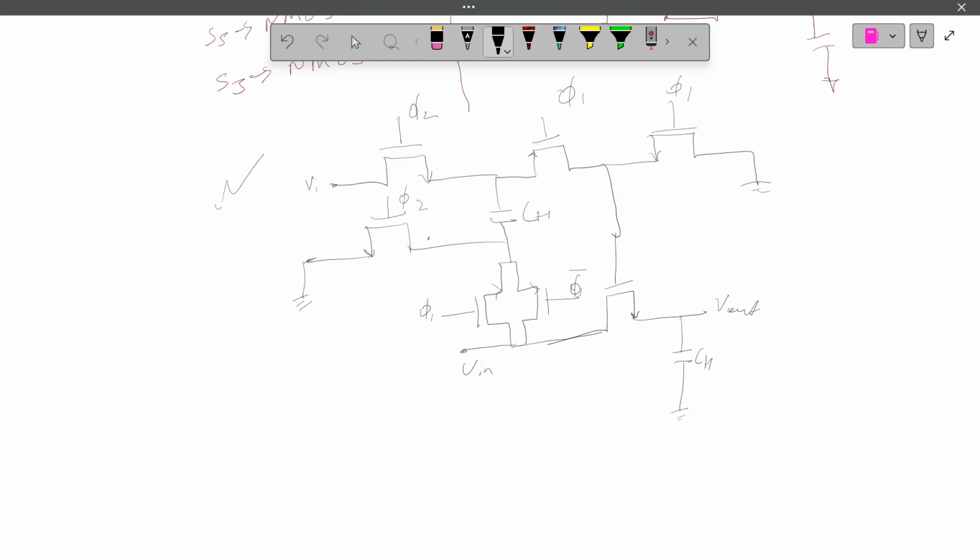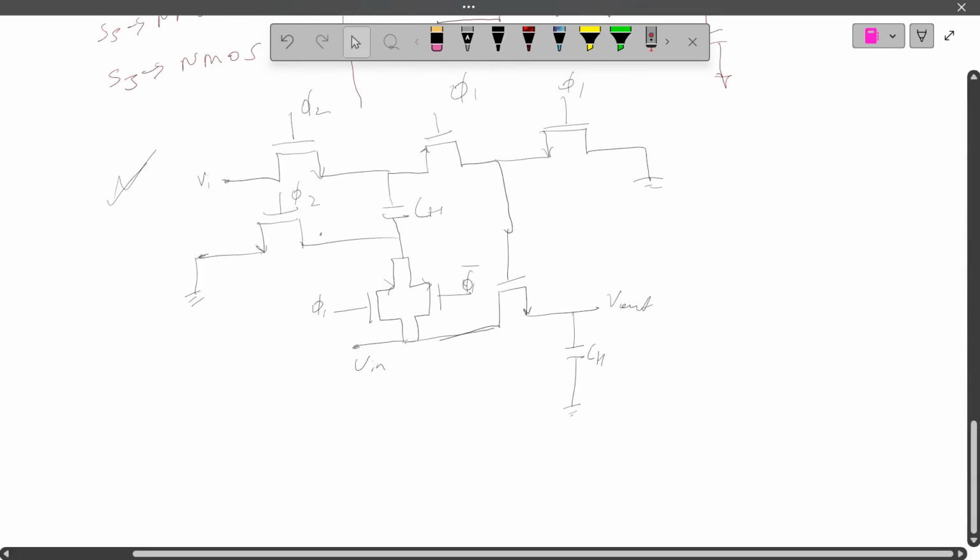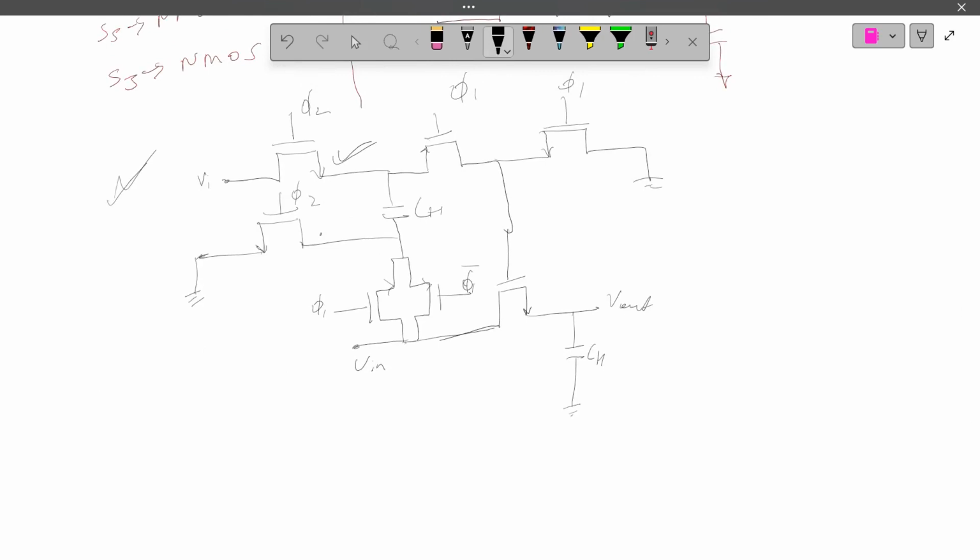This whole part is the bootstrap switch, the voltage doubler switch. It is used for developing the Vin plus VDD voltage at the gate. So for this NMOS, here I need some supply because here we get the value. What kind of value will we get? Vin plus VDD.